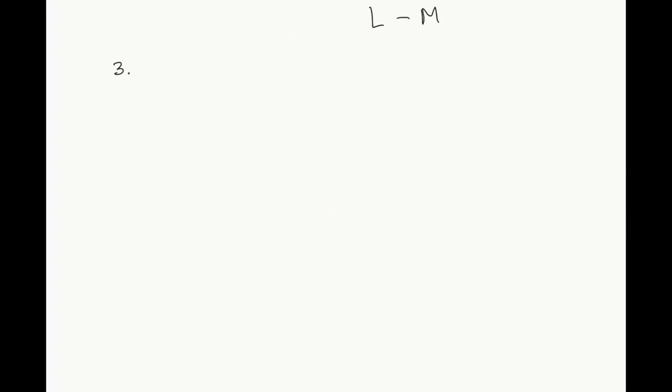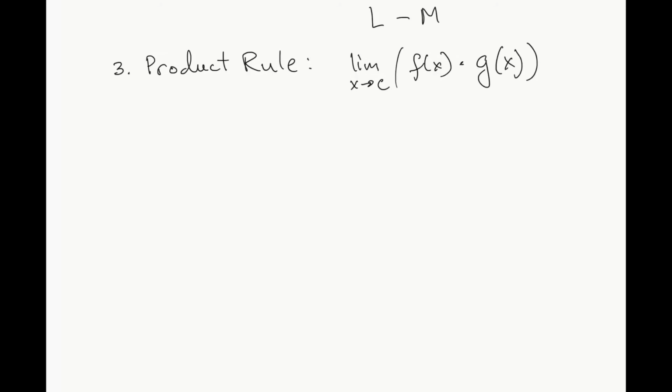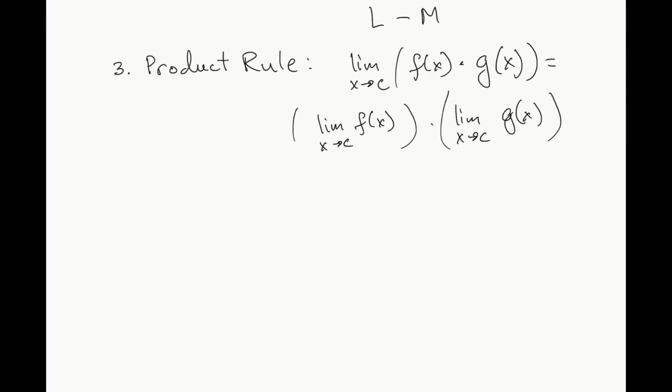Then we have the product rule. If we take a limit of a product of two functions, f of x times g of x, then it's going to be equivalent to multiplying the limit of f by the limit of g. So we can apply the limit individually to f of x and g of x, and we get that the limit is equal to L times m.